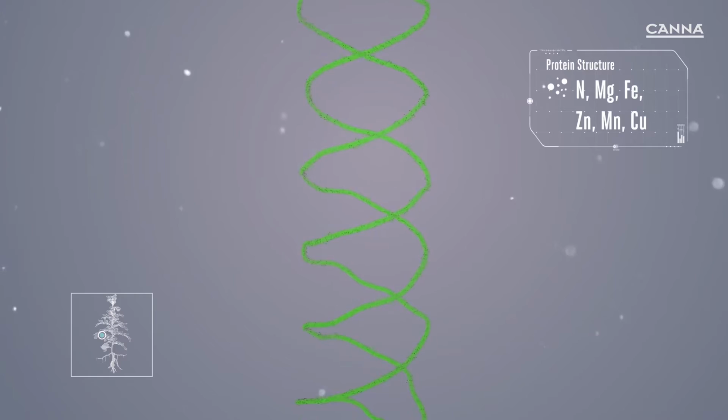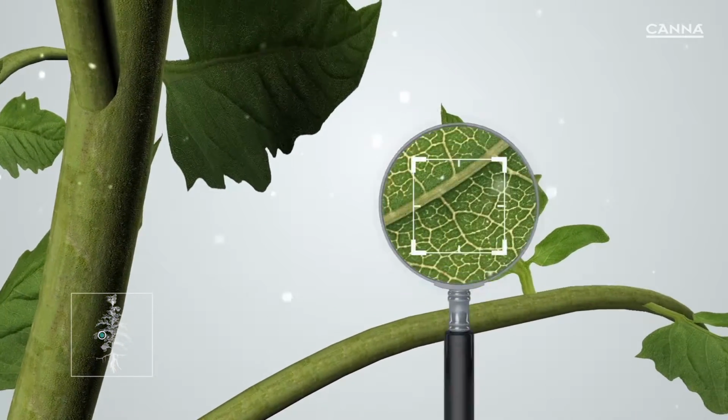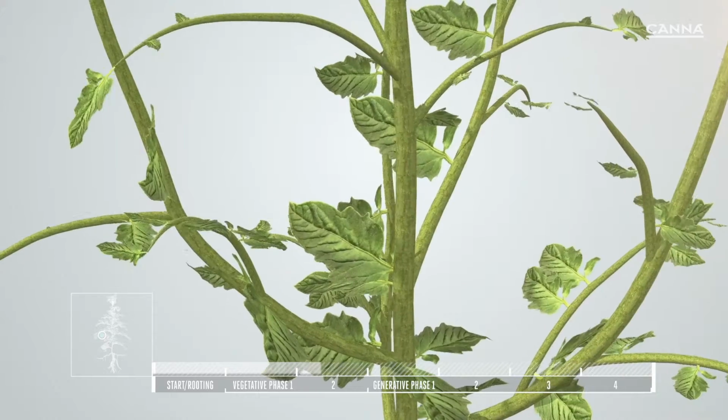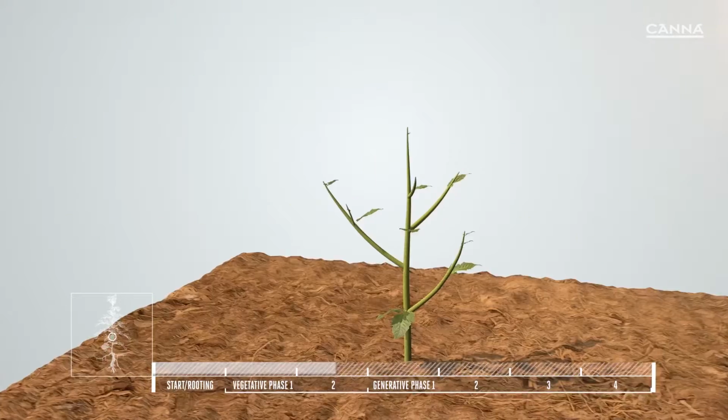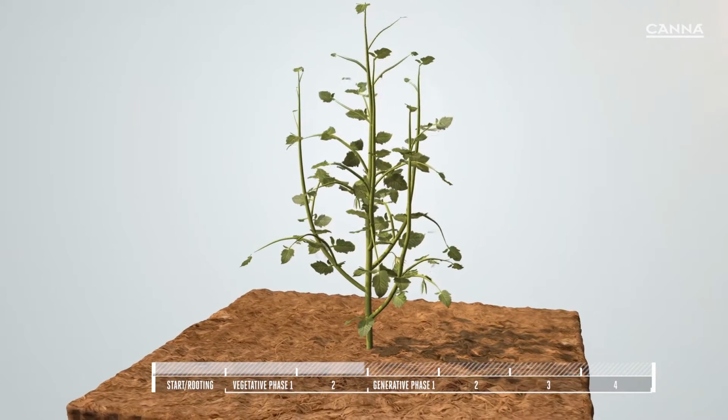The leaf grows and produces more and more chlorophyll. The plant becomes bigger, creating branches and making more leaves. The plant will now enter the flowering phase and will require a different balance of nutrients.